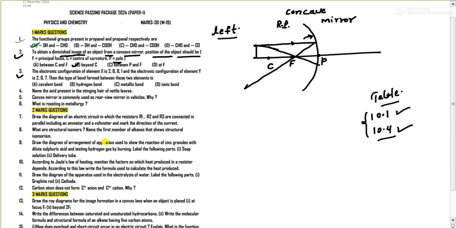Next, the third one. The question says the electronic configuration of X is 2, 8, 8, 1 and the electronic configuration of element Y is 2, 8, 7. Then the type of bond formed between these two elements is dash. Okay, see, this is 2, 8, 8, 1 and the other is 2, 8, 7. It means this has complete shells 2, 8, 8. This is in the outermost shell.